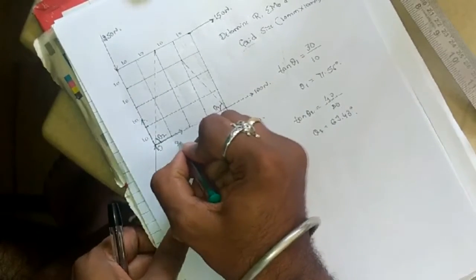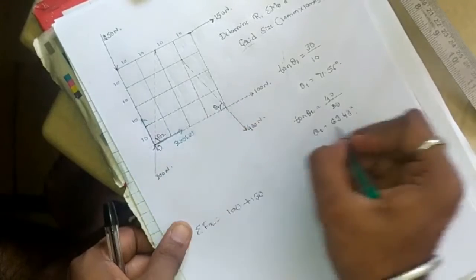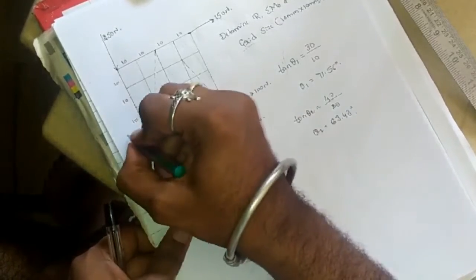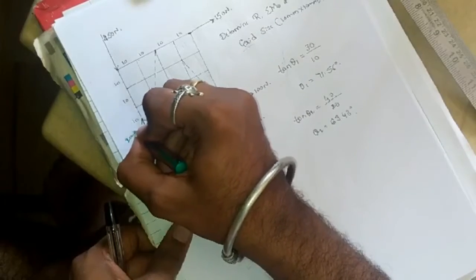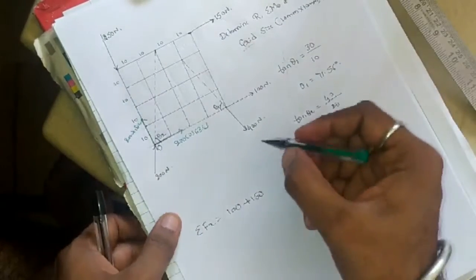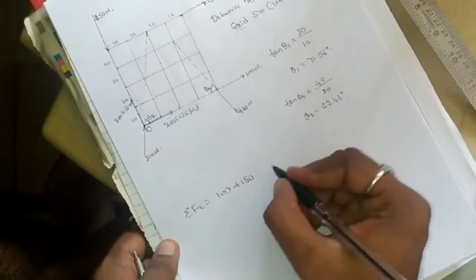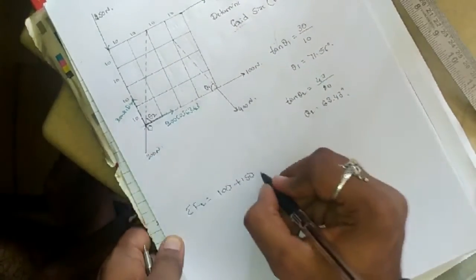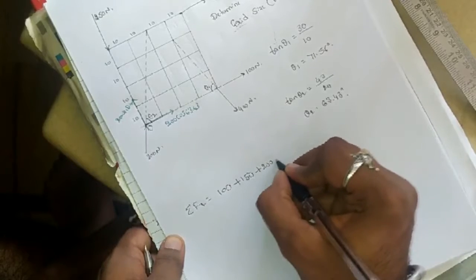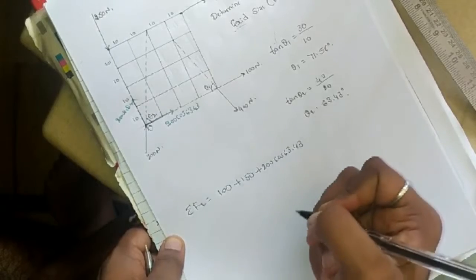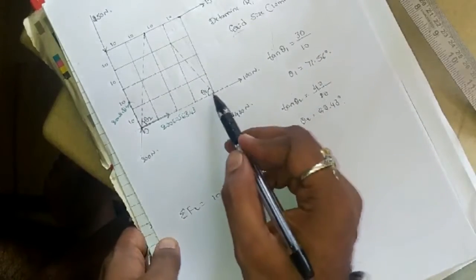X component is 200 cos theta 2. Theta 2 is 63.43. And this is 200 sin theta 2, right? So x component is how much? X component is 200 cos 63.43 acting in positive x-axis. So plus 200 cos 63.43. Okay, then we'll come to this 400 Newton force.